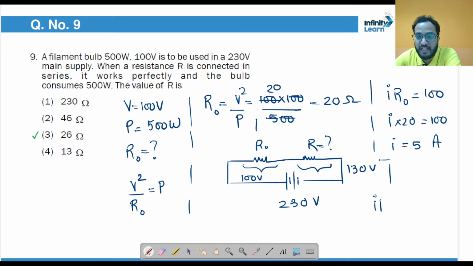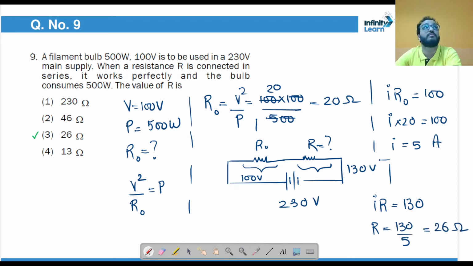So we will say I into R is 130. So R will be what? 130 upon 5. How much will that be? 26 ohms. Is it clear? Okay. So next, let's move on to the next question.